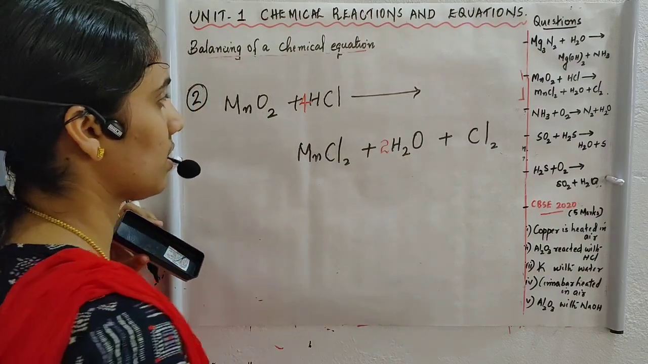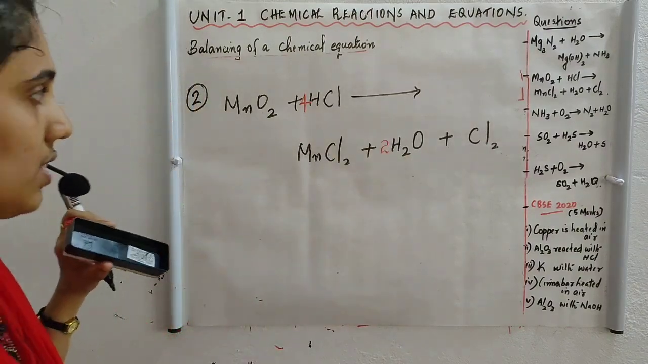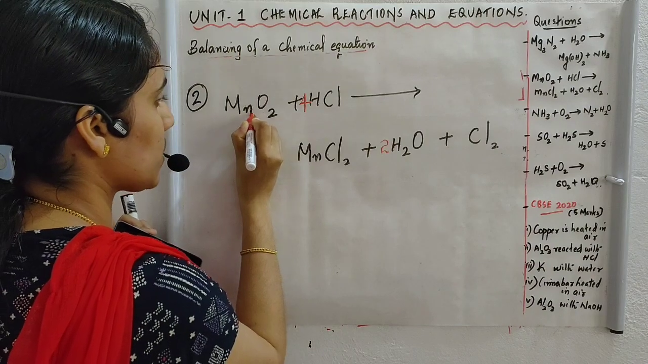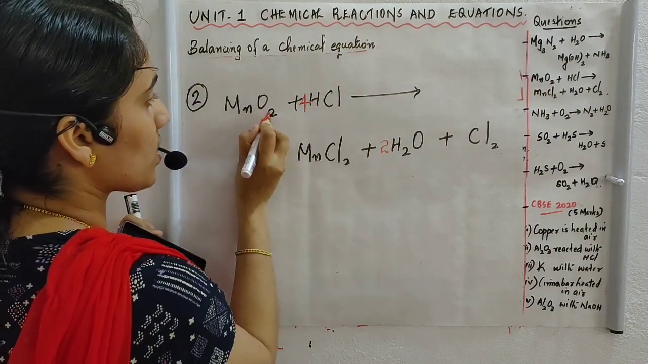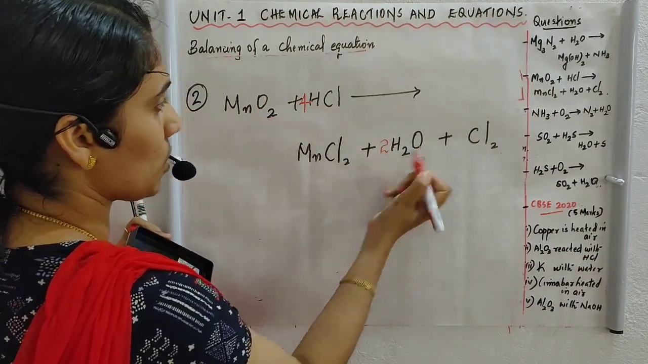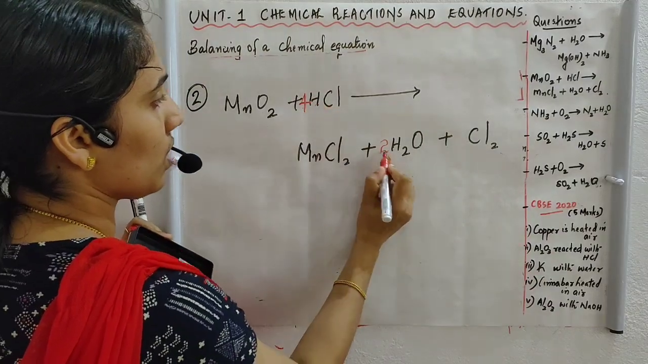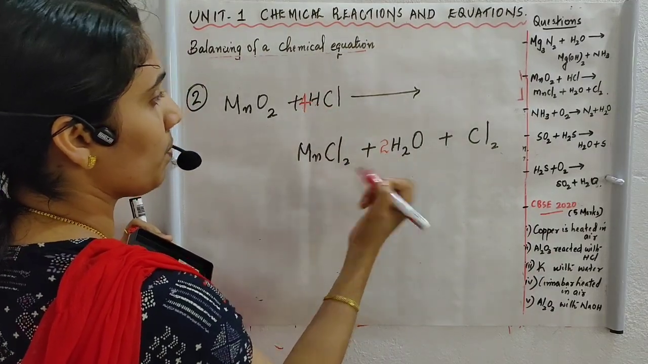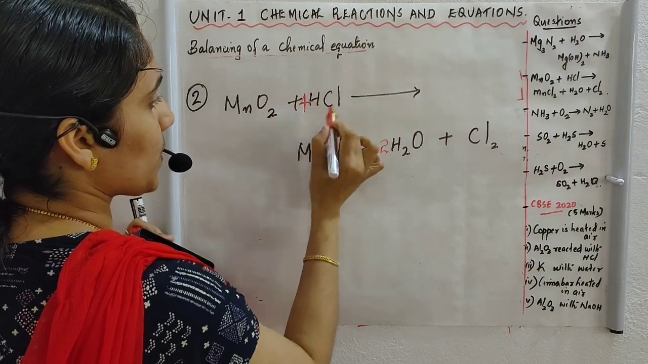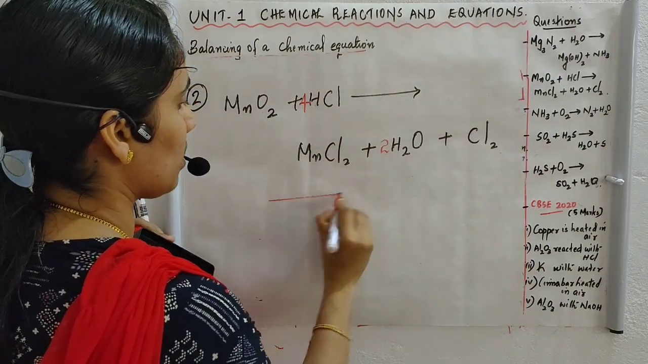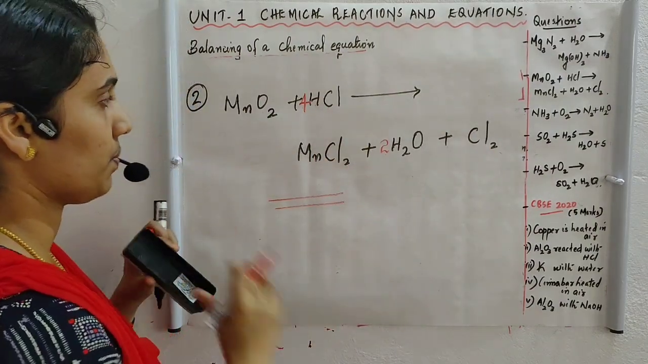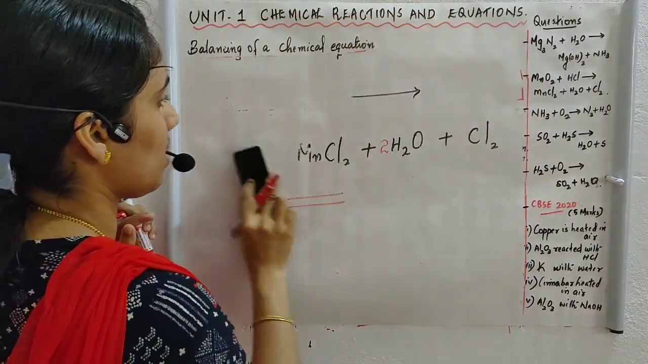Now check the correctness of the equation. Yes, the equation is balanced. You can see manganese 1, here also 1. Oxygen 2, here also oxygen 2. Hydrogen here is 4, here it is 2 into 2, 4. Then chlorine here is 4, this side also 4. The equation is balanced. Then next, example 3.